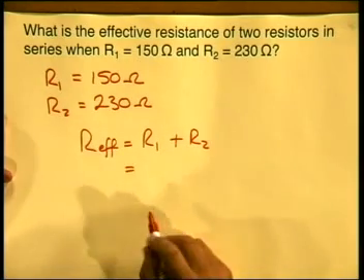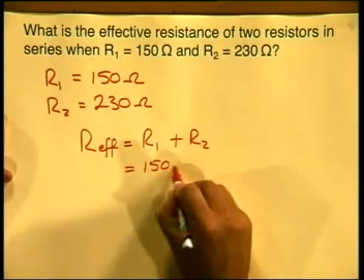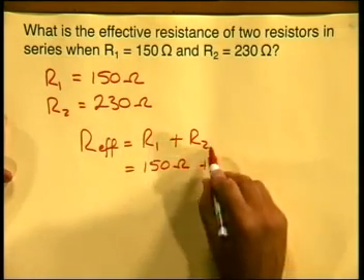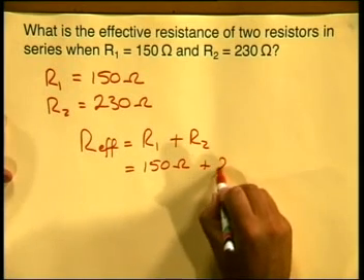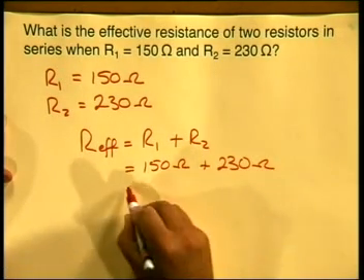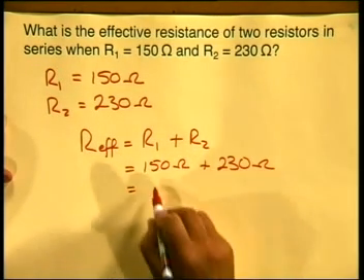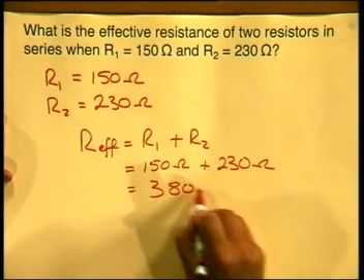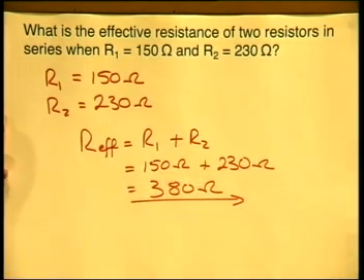Simply substitute in the values, 150 ohms for R1 plus R2, which is 230 ohms. 150 plus 230 gives us a total of 380 ohms. Now for a calculation that's a little bit more complicated.